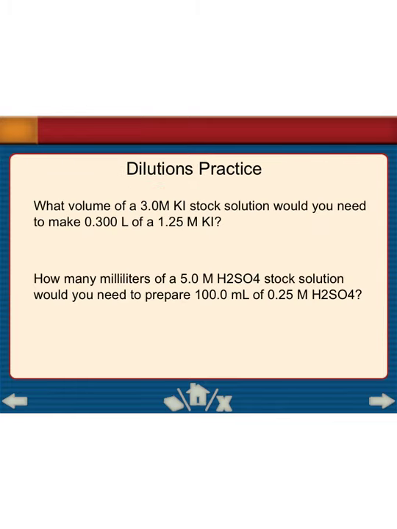The calculations are much the same. So this asks what volume of 3 molar KI stock solution, potassium iodide, would you need to make 0.300 liters of a 1.25 molar potassium iodide solution? So again, we're going to have the formula M1V1 equals M2V2. And again, we're looking for what volume of the stock solution.